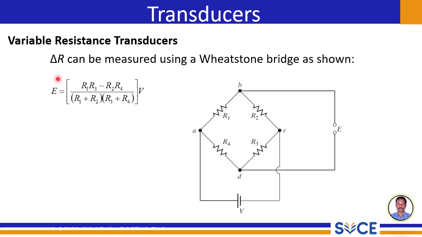The Wheatstone bridge configuration offers several advantages for strain gauge measurements. It provides high sensitivity to small changes in resistance and can also help in compensating for temperature effects if multiple strain gauges are used in the bridge circuit in specific configurations. This makes the Wheatstone bridge an indispensable tool for accurately measuring the output of variable resistance transducers like strain gauges in vibrations and other mechanical measurements.